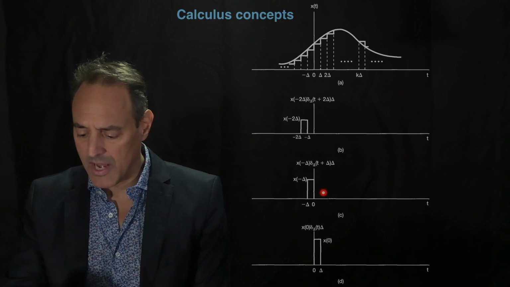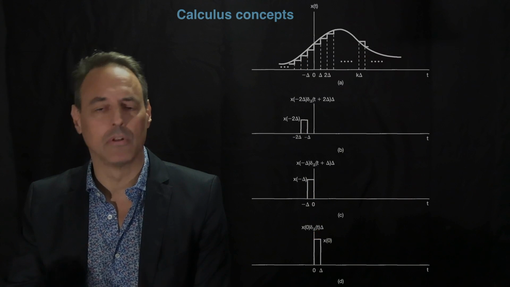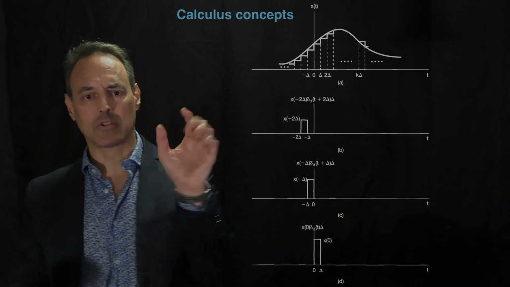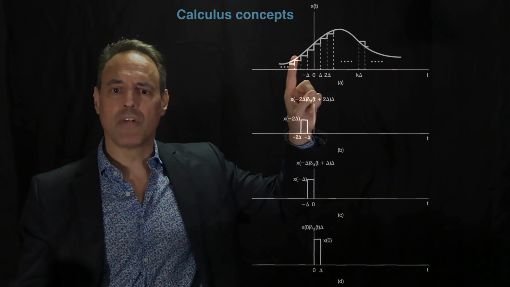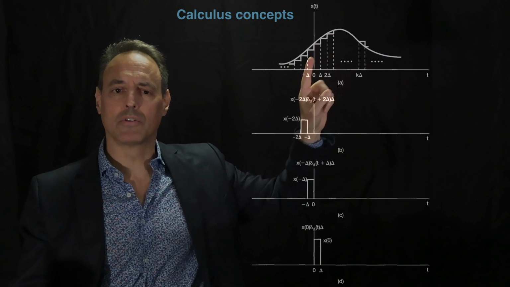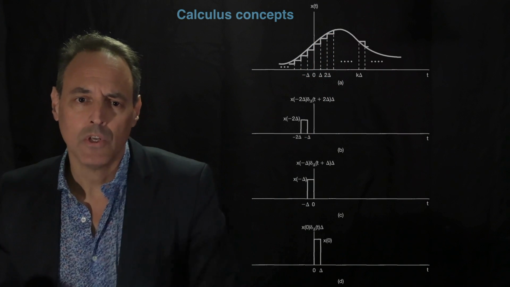And I can slide this over, pull out the signal at different locations just as I slide it. So the delta function is basically sifting out portions of that signal as I slide along this curve here. Okay? So that's the idea.